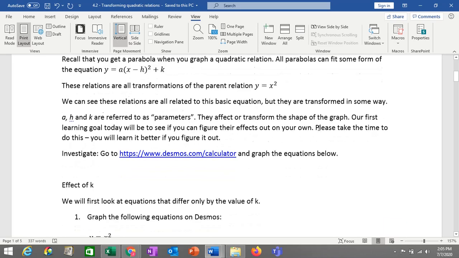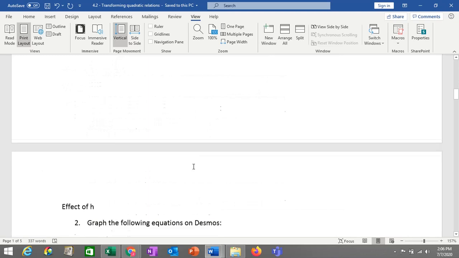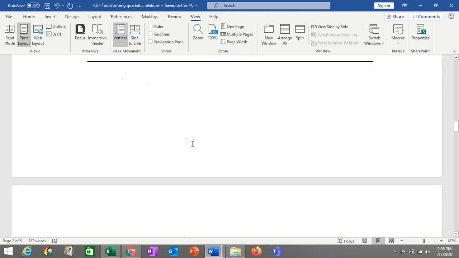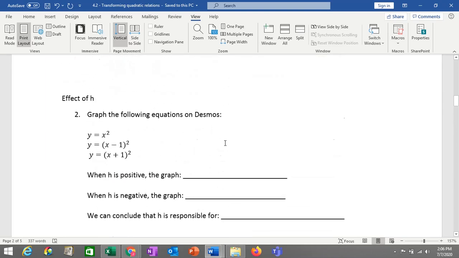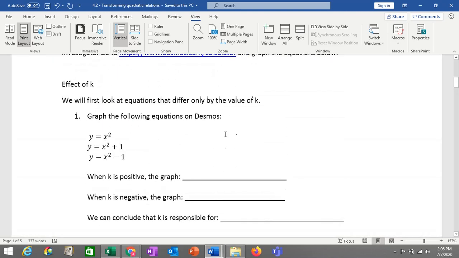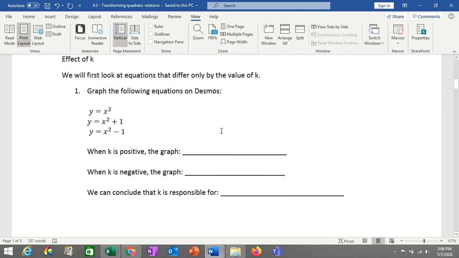So as I say here, please take the time to do this. You'll learn better if you figure it out. You will understand it better because move up, move down, these terms are kind of vague. So if you actually do it, you'll see specifically what they mean. So I have some questions for you to answer here. If you're just watching this now, please try these questions out. So pause the video, see if you can do this activity, and then restart the video and I will give you the answers. Okay, so pause the video now.